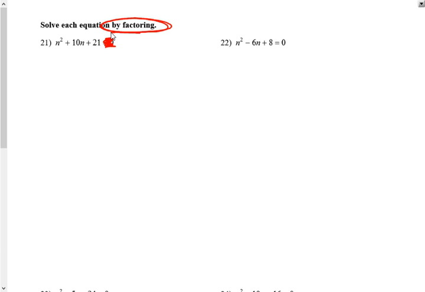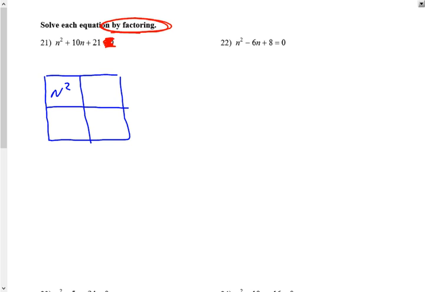Well, I'm going to draw my box. In the upper left-hand corner, I'm going to put n squared, the a term. And in the lower right-hand corner, I'm going to put 21, which is the c term. Now, to get these two terms, I have to come back up. And here's where I do a times c. And AC is equal to 21 in this case, 1 times 21.